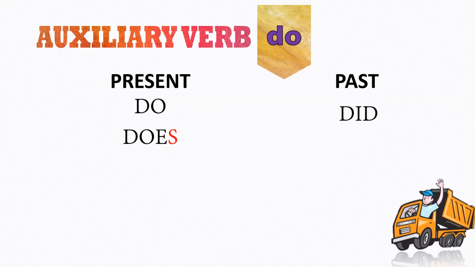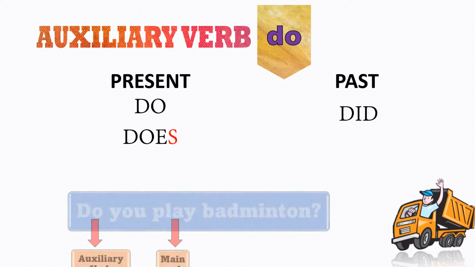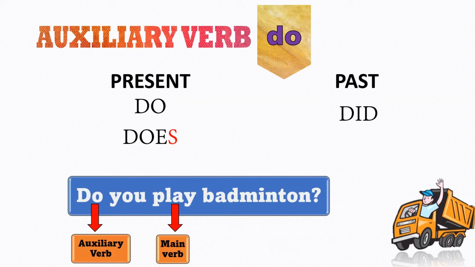Now, let's move on to the verb do. For the present tense, we use do and does. For the past tense, we use did. We need to choose the right do verbs according to the pronouns we're using. We use do with special pronoun I and plural pronouns. We use does with singular pronouns. We use did for all types of pronouns. In this sentence, the be verb do is the auxiliary and the word play is the main verb.